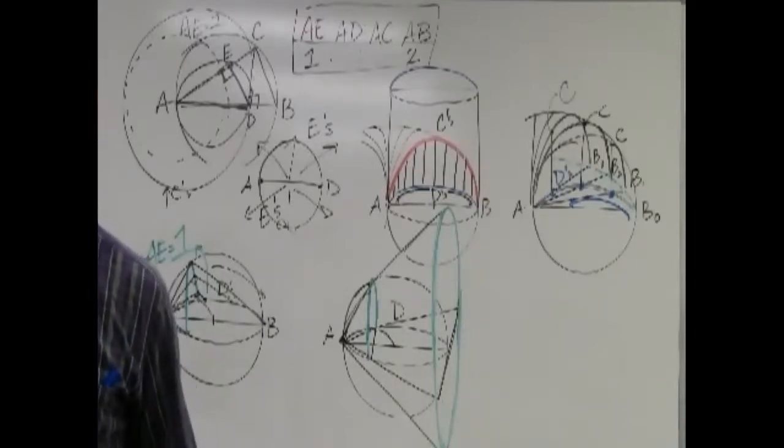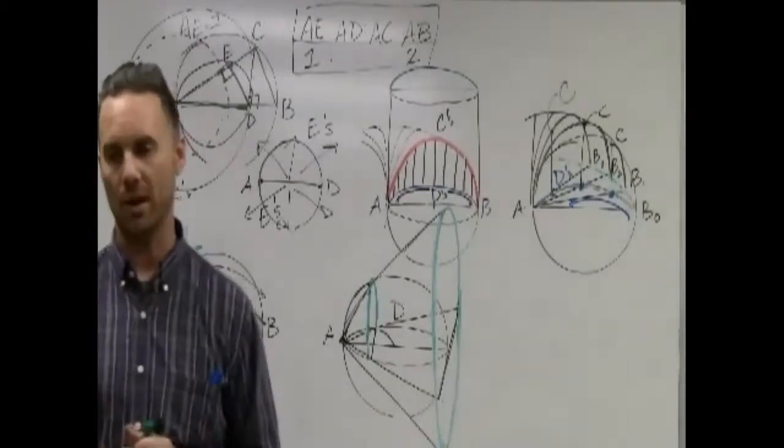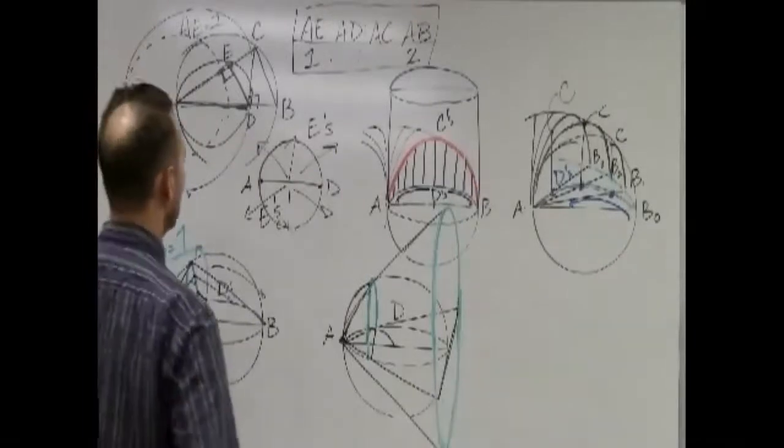And Michael, is the AB lying on the other AB? Say it again? The AB is lying on the other AB, right? Yeah, I can draw it out. That's okay. I just want to make sure.